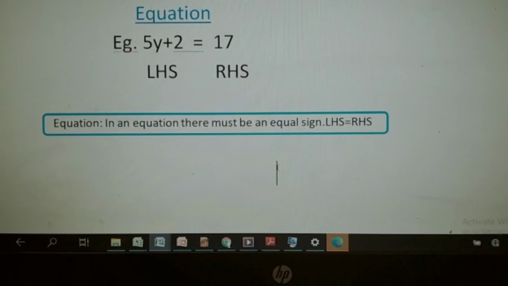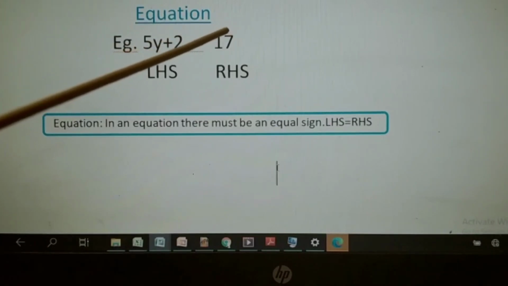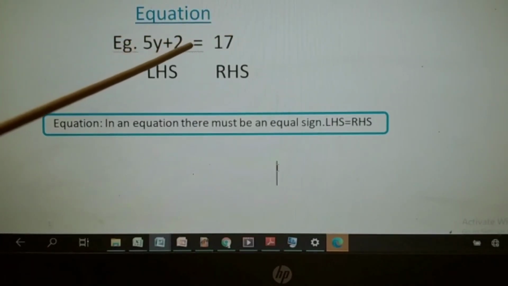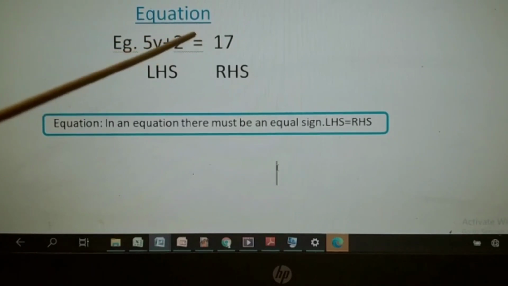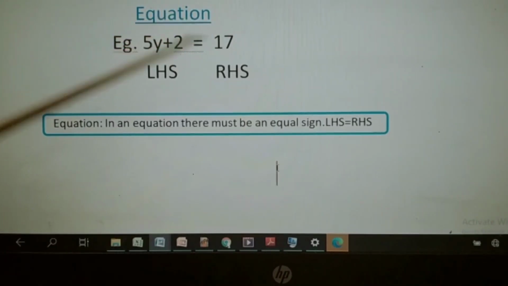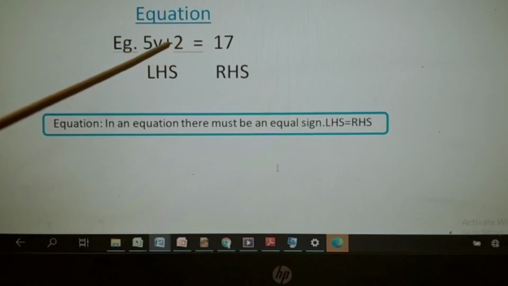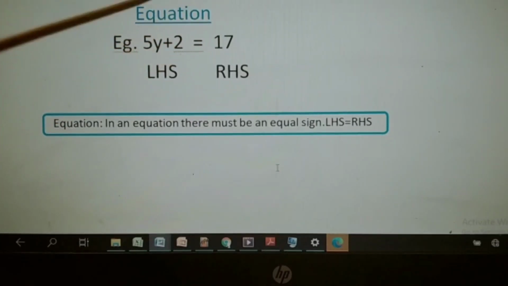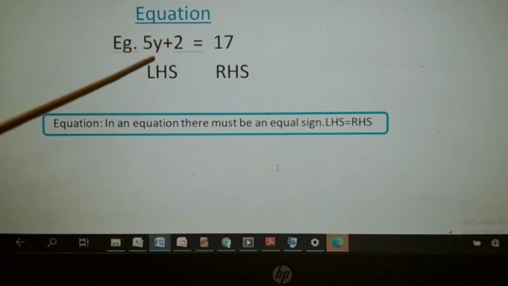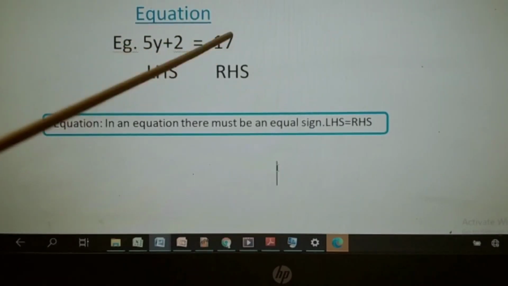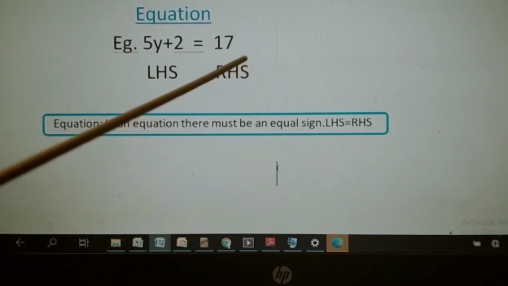Next, we discuss about an equation. I am taking one example. 5y plus 2 is equal to 17. Here, in between 5y plus 2 and 17, there is an equal sign. So, this is an equation. Left side of equal sign is called LHS and right side of equal sign is called RHS.